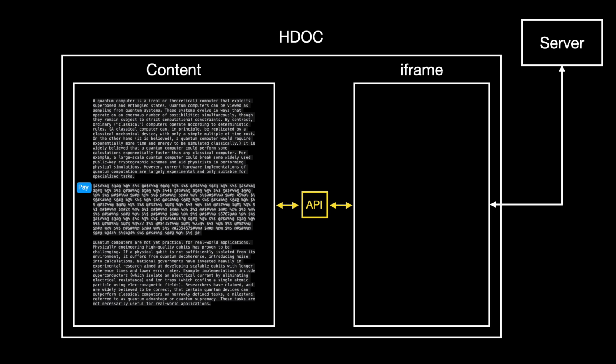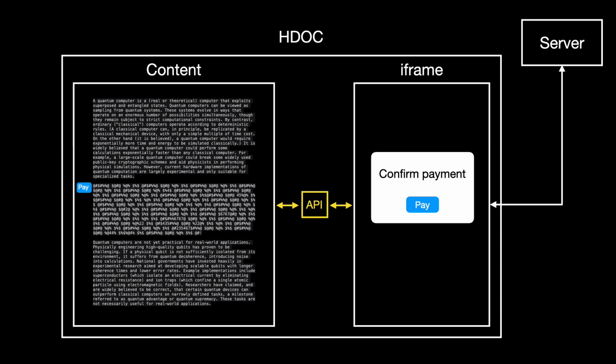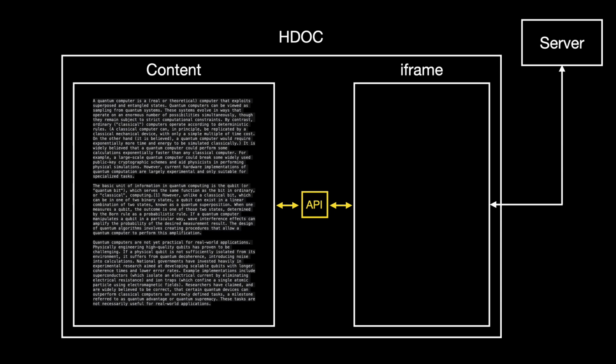You press the pay button and a message is sent to the iframe. What happens next depends on how the web page inside the iframe was programmed. There may be a payment pop-up, or it could simply be a one-click purchase. After the purchase is completed, the iframe retrieves the content from the server and sends it to the main process.